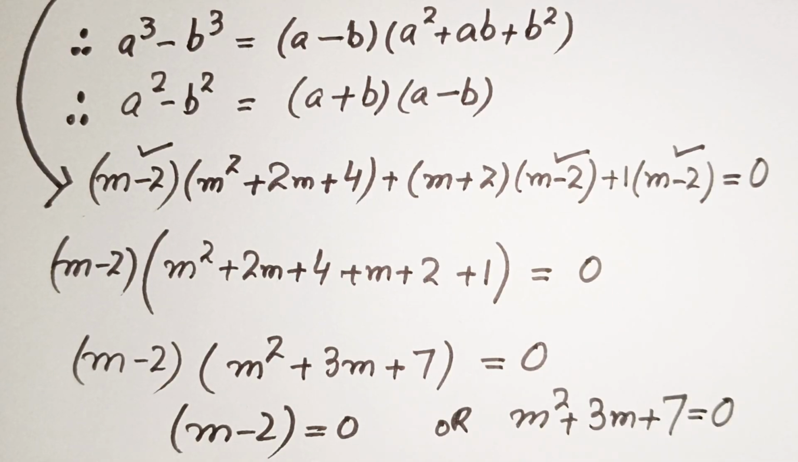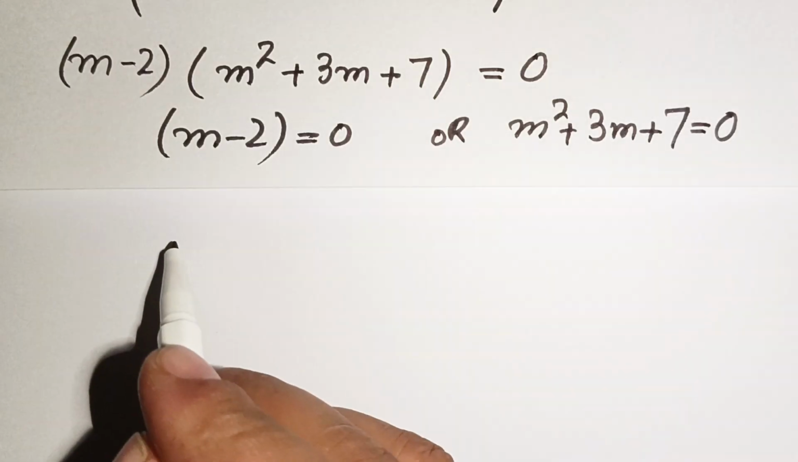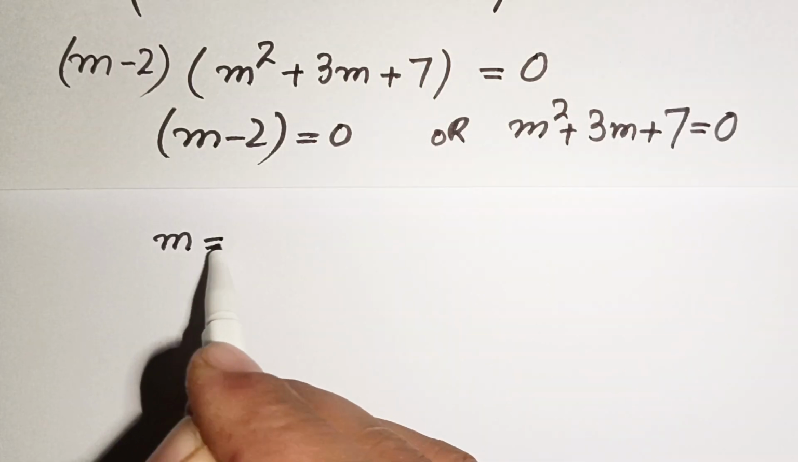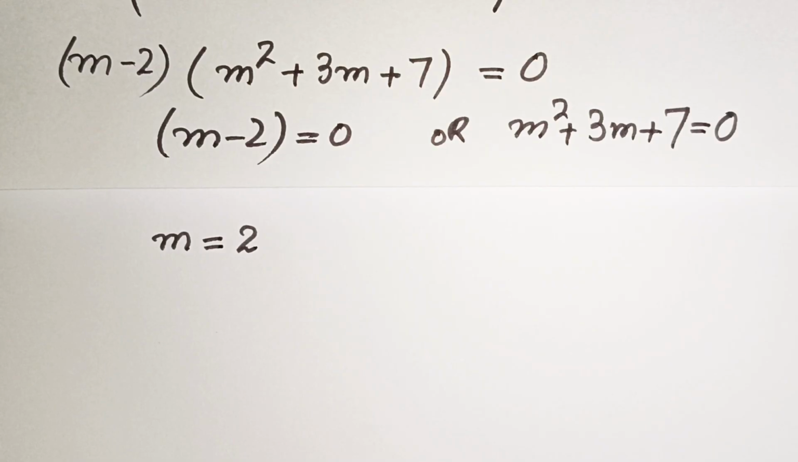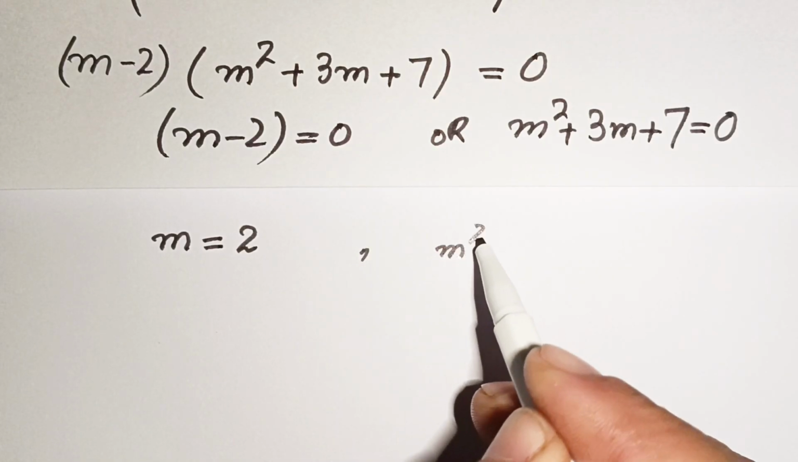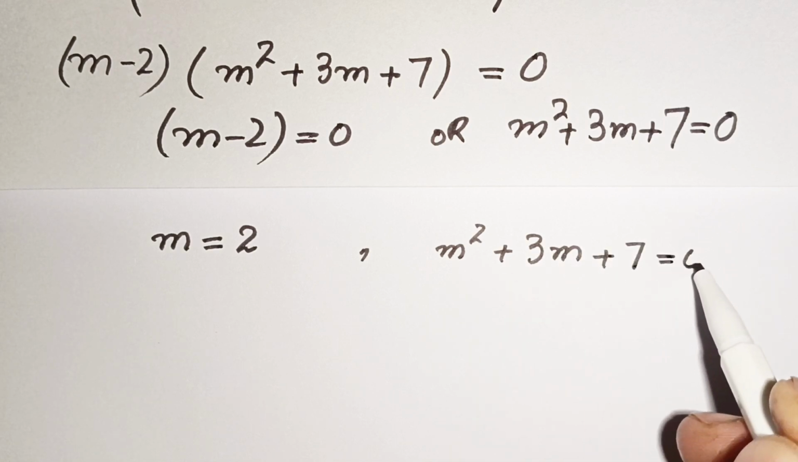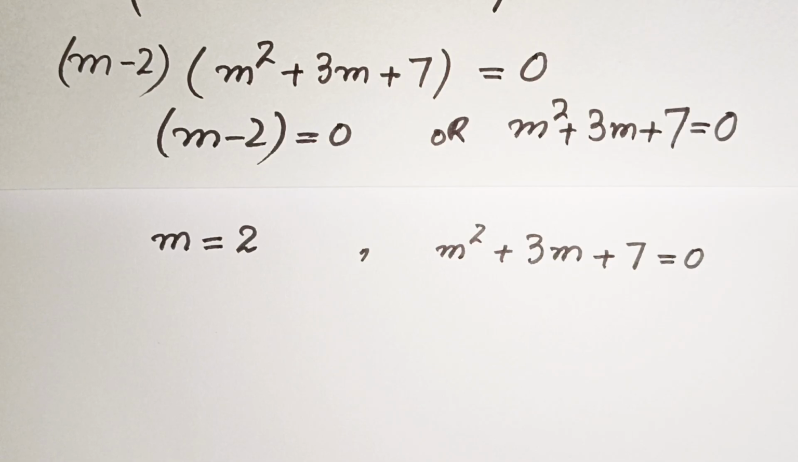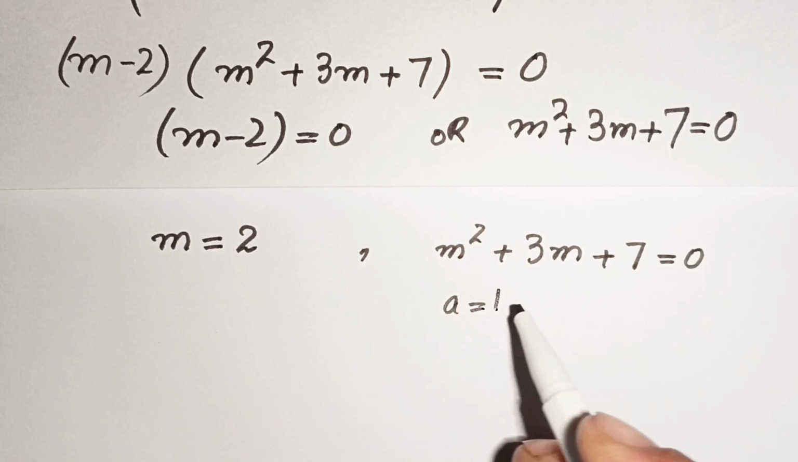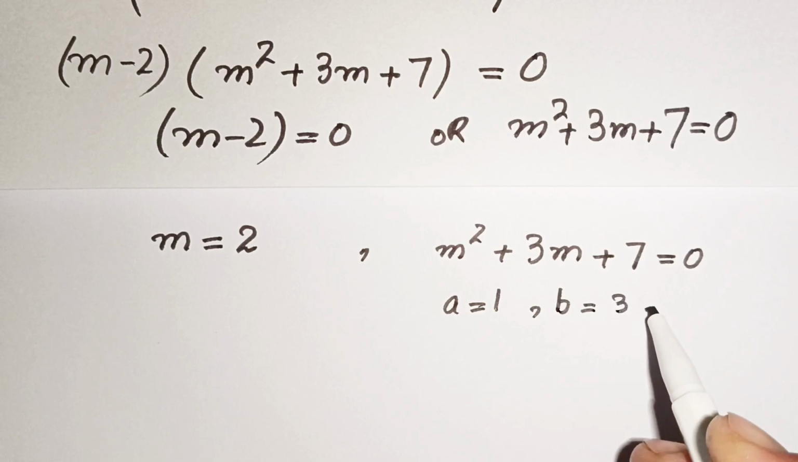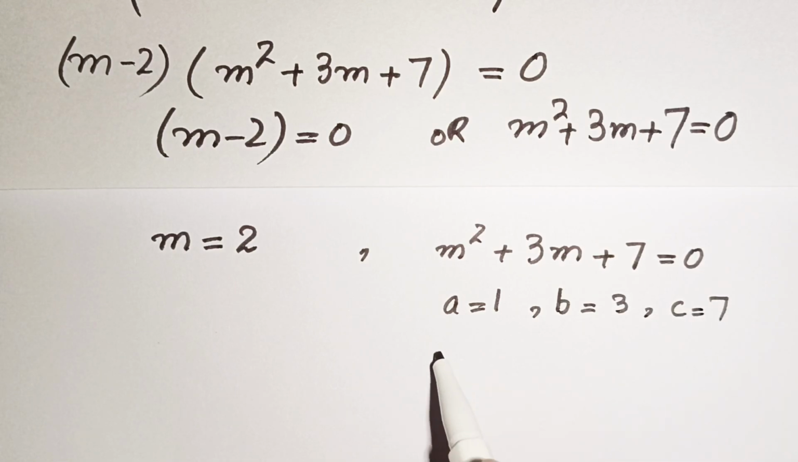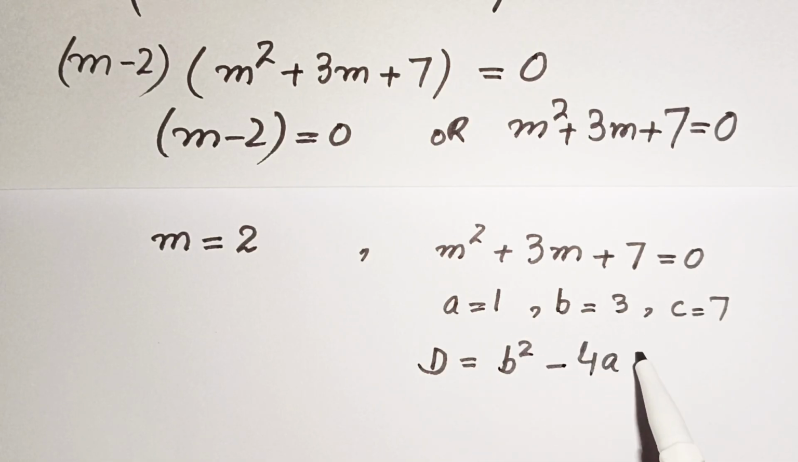Now we have to solve these two cases. Here m minus 2 is equal to 0 and m is equal to 2. It is our first value of m. And if we see the other, it is a quadratic equation, that is m squared plus 3m plus 7 is equal to 0. Now we have to solve this, but first of all we have to know the discriminant of this equation. For this purpose, here the value of a is 1, b is equal to 3 and c is equal to 7. As we know, the discriminant is equal to b squared minus 4 times a times c.